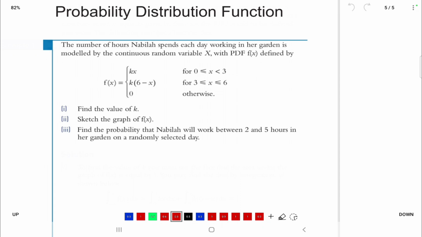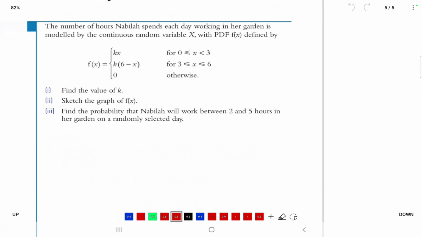So now, solution. The first part here in the solution is to find the value of k. From last session, we learned that the function consists of 3 parts, 2 parts, and 1 is 0. This 0 may be ignored in this case.